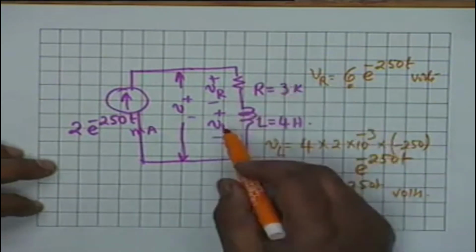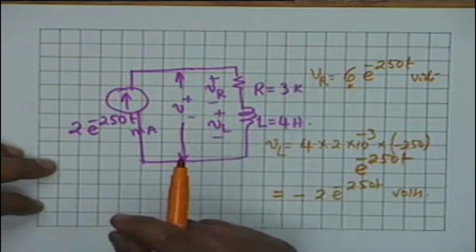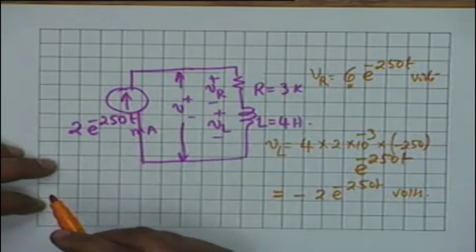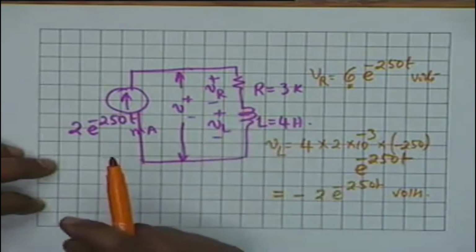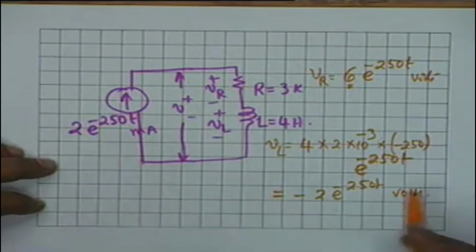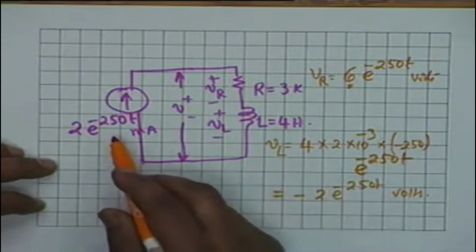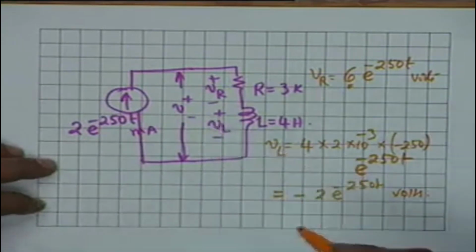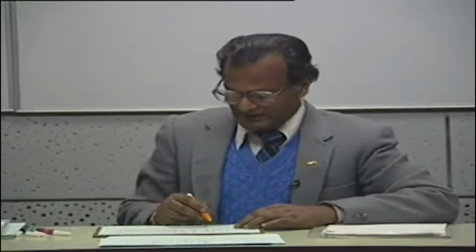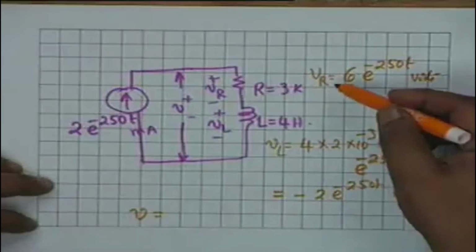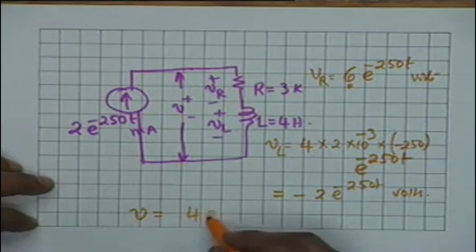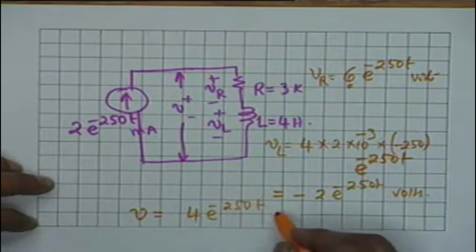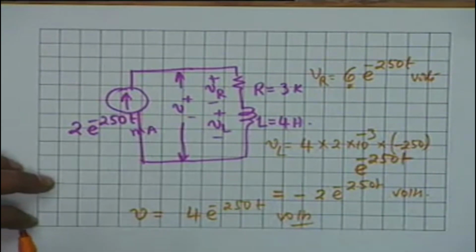Alright, so the polarity that is shown here is not the correct polarity. VL is negative, means that this end is positive and this end is negative. This is because the current is a decaying exponential, so d dt is negative, the slope is negative, and therefore V would be simply the sum of the two, and therefore this would be 4 times e to the minus 250 t volts. Is that okay?